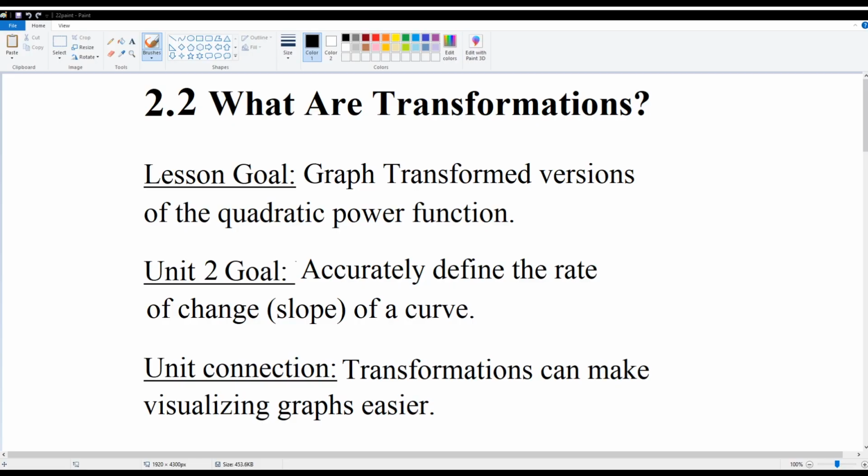The purpose of Lesson 2.2 is to graph transformed versions of power functions, with a specific focus on quadratics since we're more familiar with them than other types of power functions, but the process for the most part isn't different between other types of power functions. The reason we want to look at this is that transformations can make visualizing different types of graphs a lot easier, and it can help you differentiate between what parts of the equation are responsible for the graph's shape as opposed to the graph's size.